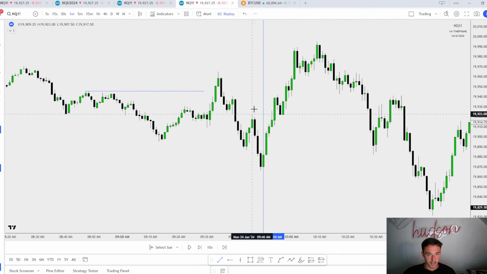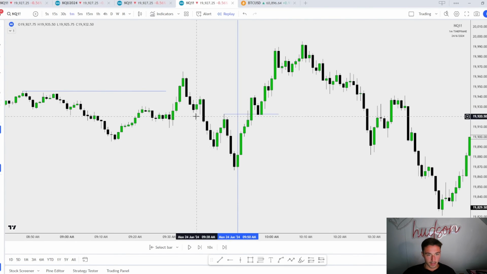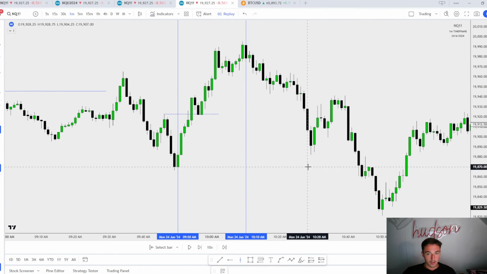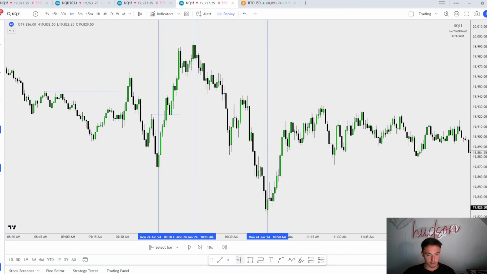What do we see right here? Breaker block. Whoa. Breaker. Fair value gap. Inverse. A lot of confluences here to deliver us to that high. 1010. What makes the high? The macro makes the high. 1050. Ooh, another one. 1050. Looks like it spots a reversal.